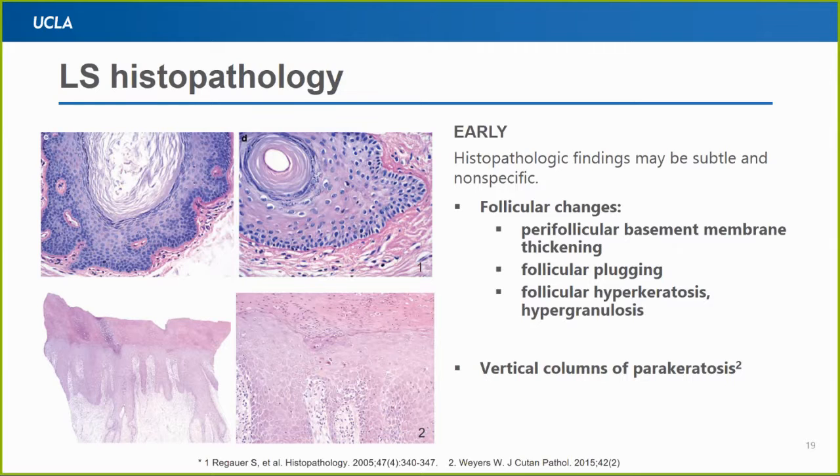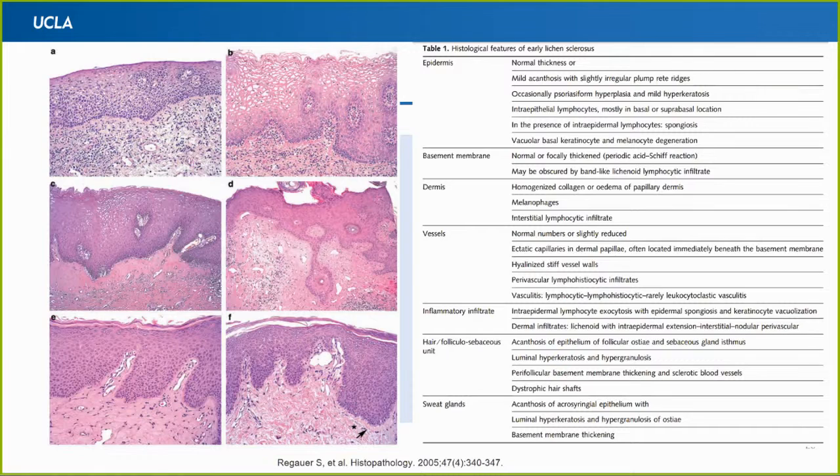Here is a list of potential changes reported in early LS as summarized in this review article. Epidermis may be thickened, and it may show spongiosis with vacuolar changes. Basement membrane may be normal or thickened. Dermis shows interstitial lymphocytic infiltrate. Vessels may show dilation or hyalinization and even vasculitis. Inflammatory changes may include exocytosis, and acanthosis and hyperkeratosis may be seen in the skin and adnexa.